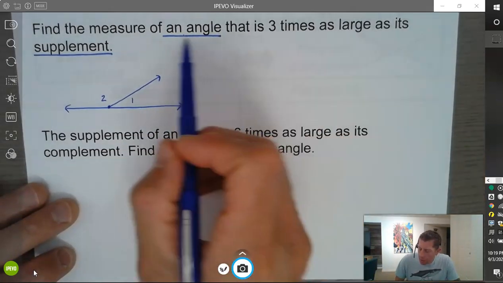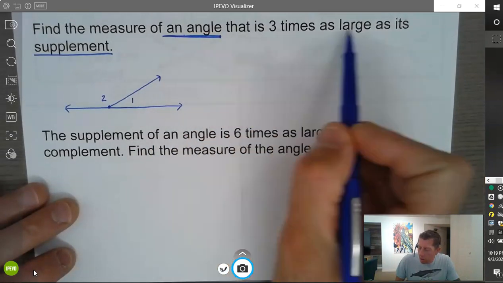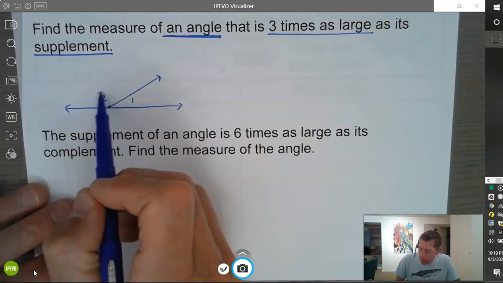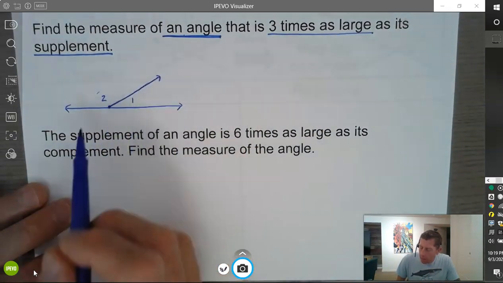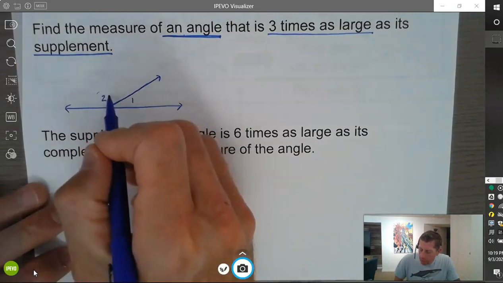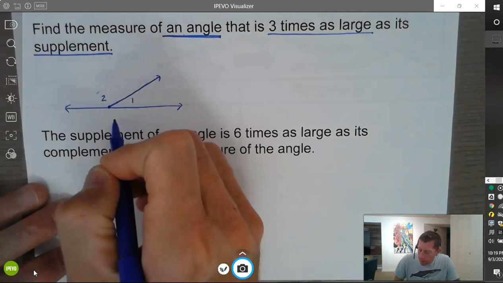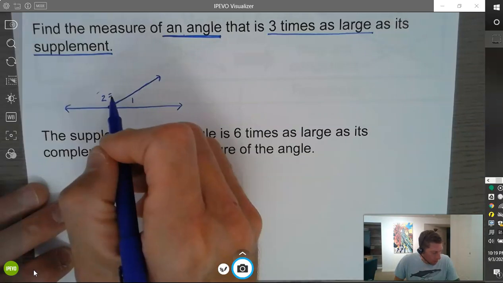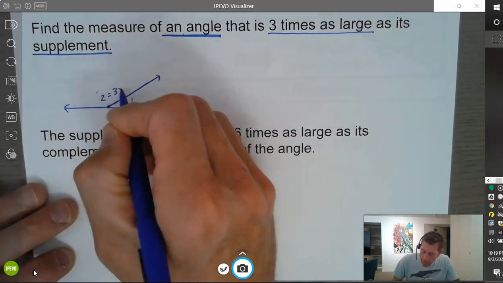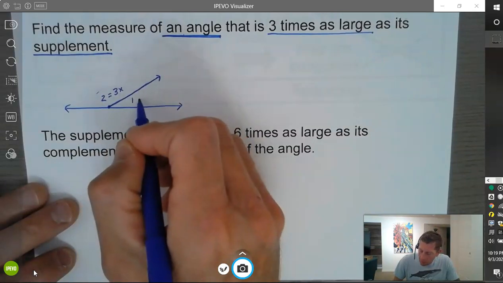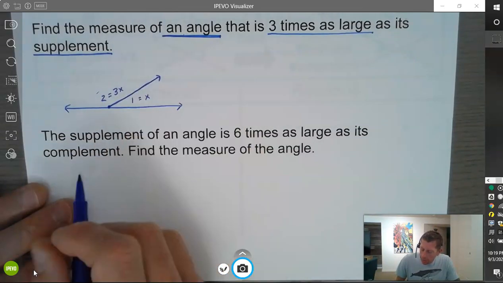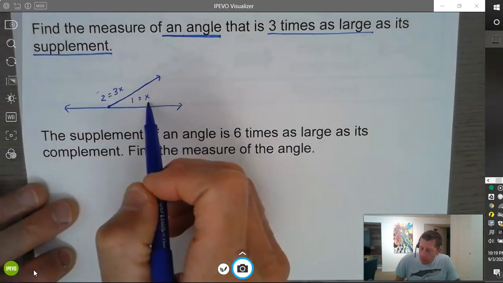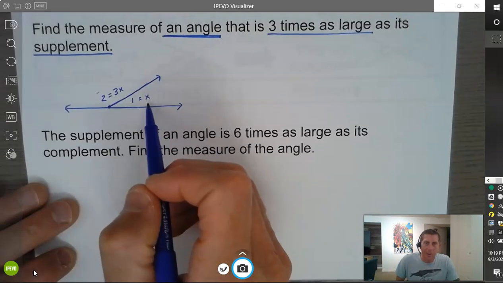So what that tells me is that the angle that we're solving for is the larger angle. It's 3 times as large. So I'm going to just say we're going to be solving for angle 2 because the way I've drawn it in this diagram is the larger one. So angle 2 is going to be 3x. And then this one right here is going to be the supplement, which is equal to x. So this is the angle that's 3 times as large, and this is the angle that's just once, or 1 time as large itself.